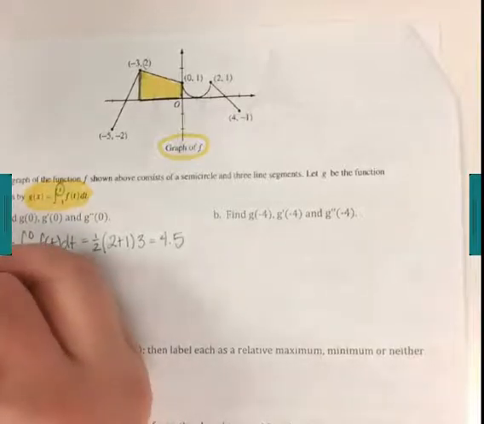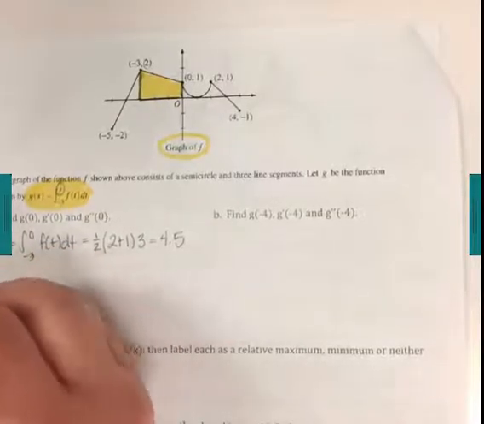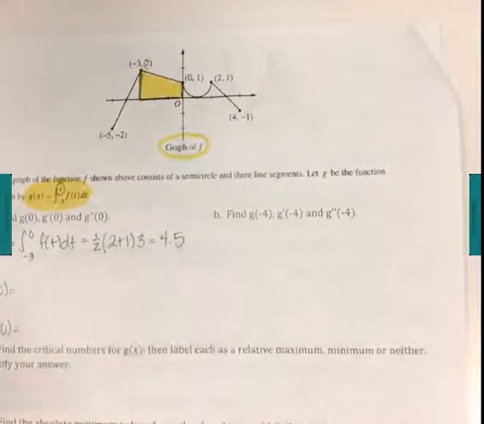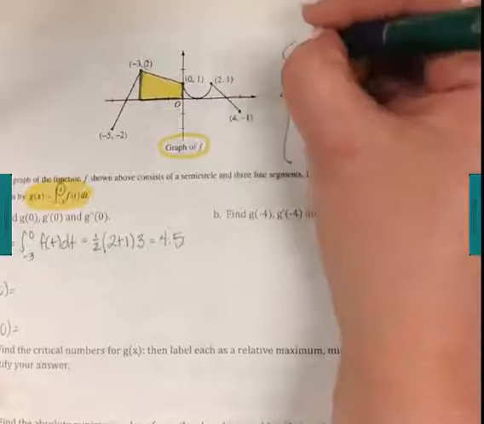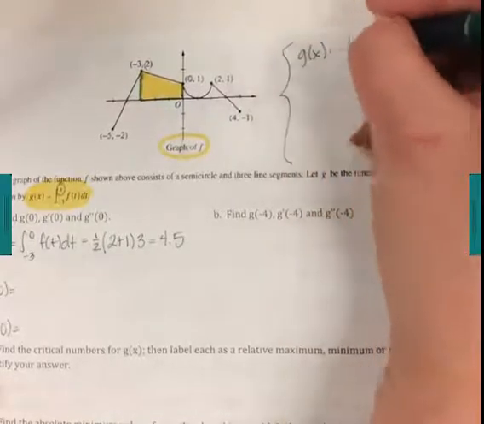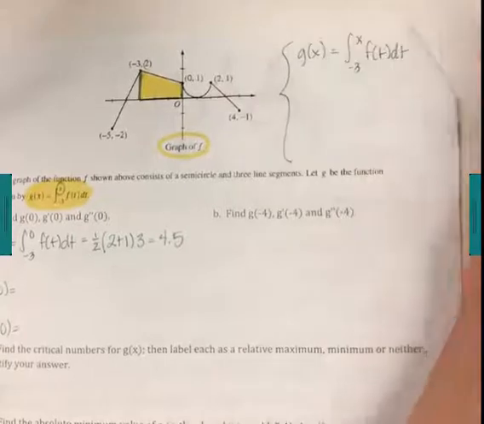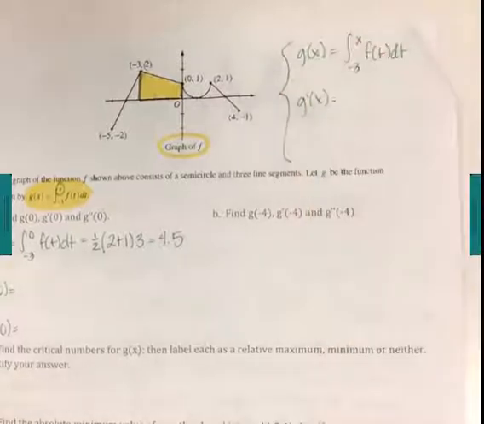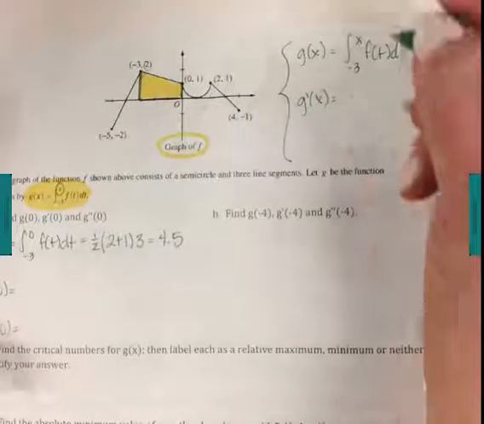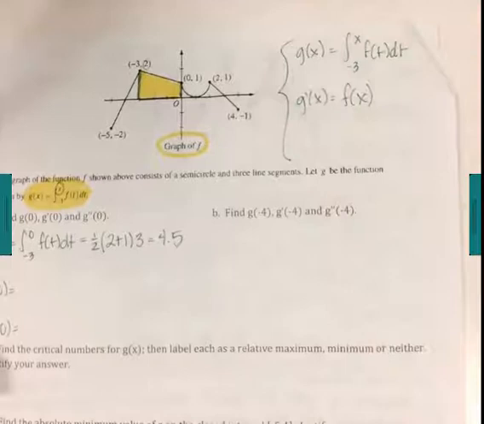Okay, next part, I want G prime of 0. Then I want G double prime at 0. But here's the problem. I don't have an equation for G prime, but I can find it using G. So let's review. This is the most important step. G of X is the integral from negative 3 to X of f of t dt. Then G prime would be the derivative of that. And this is what we learned yesterday: when I take the derivative of an integral, what's the only thing that happens? The t changes to an x, but it's still regular f. So this would be f of x.